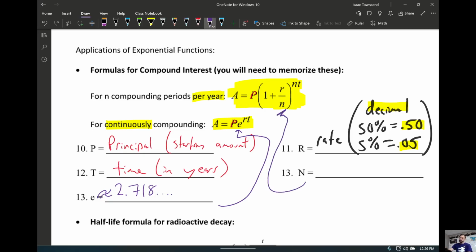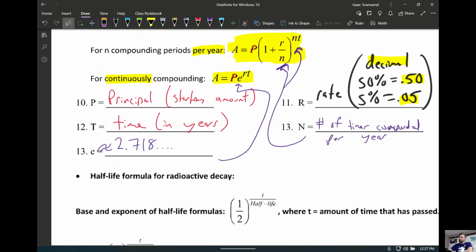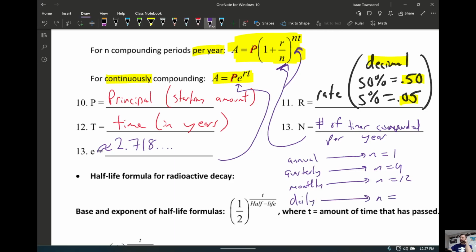And then the other formula has N in it twice, where N represents the number of times compounded per year. So if it's not compounded continuously, you have to be told how many times it's compounded per year. So if it said annual, that would mean once. Quarterly, it would be 4 times a year. Monthly would mean 12 times a year. Daily would be 365. Those are some of the more common ones. Could be semi-annually, which would mean twice a year, but those are the big ones. However many times it's compounded per year, you would plug in place of n.